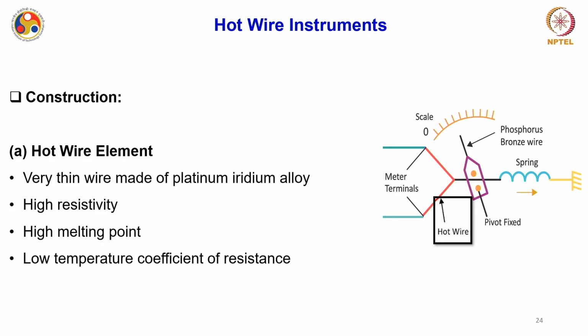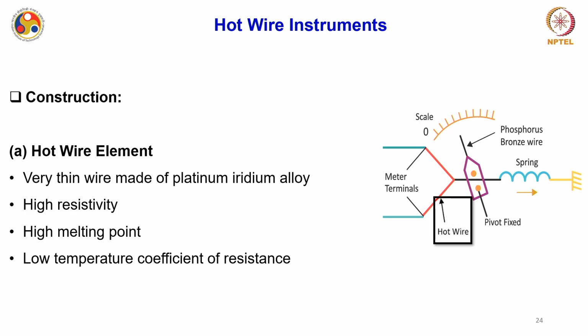So, this is the basic construction of a hot wire instrument. Let us see them very briefly, how they look and what properties they should possess to function properly to measure the current or voltage under measurement. First is the hot wire element. As I have already mentioned, it has to be a very thin wire of uniform thickness made of platinum iridium alloy, because it has high resistivity, a very high melting point, and a low temperature coefficient of resistance.